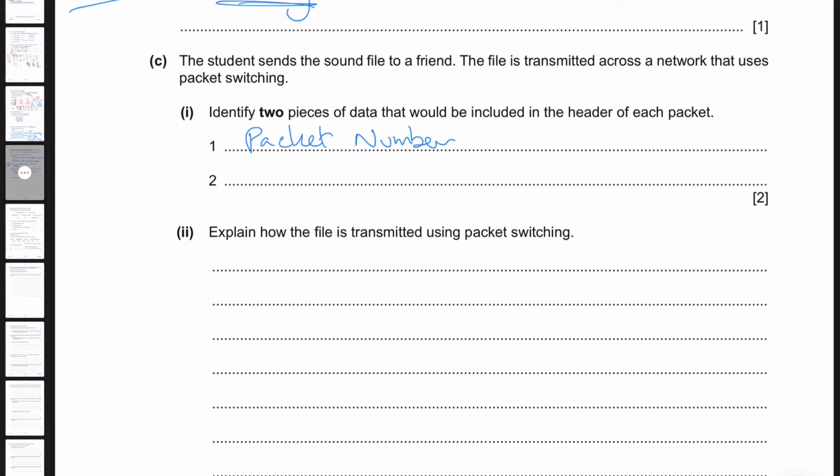So the destination, the receiver, basically, which is usually in the form of an IP address. And we could also put, I'm not going to put it on here, the original sender as well. Again, that would be an IP address. So that's 2 marks, packet number and destination.